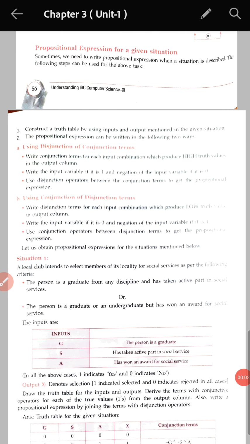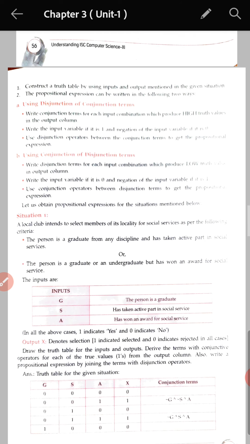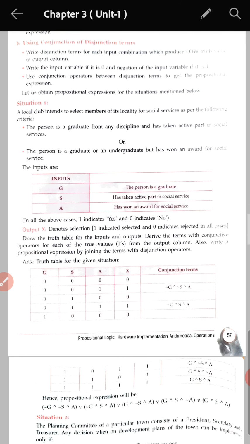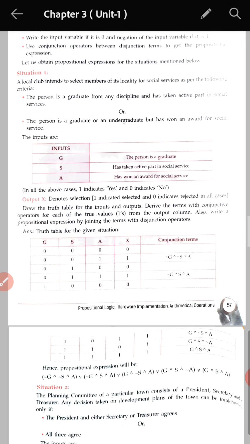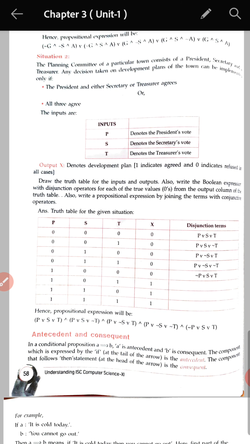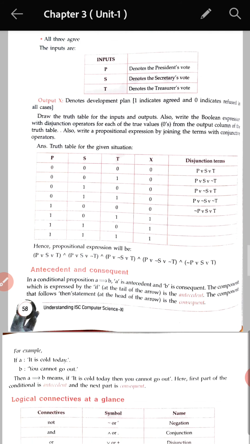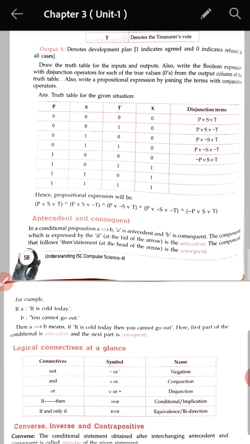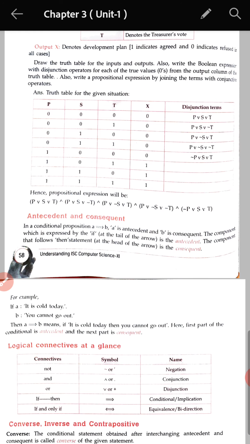In my previous video, I had already covered criteria based questions in which you have to create conjunction terms or disjunction terms according to the question. These types of questions come for 5 marks. I told you earlier, these are a few questions present in your book. Now I have to proceed further with the topic antecedent and consequent.